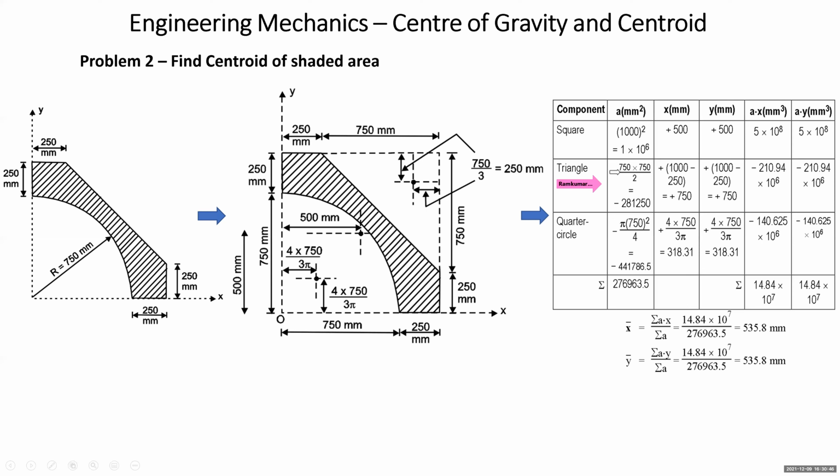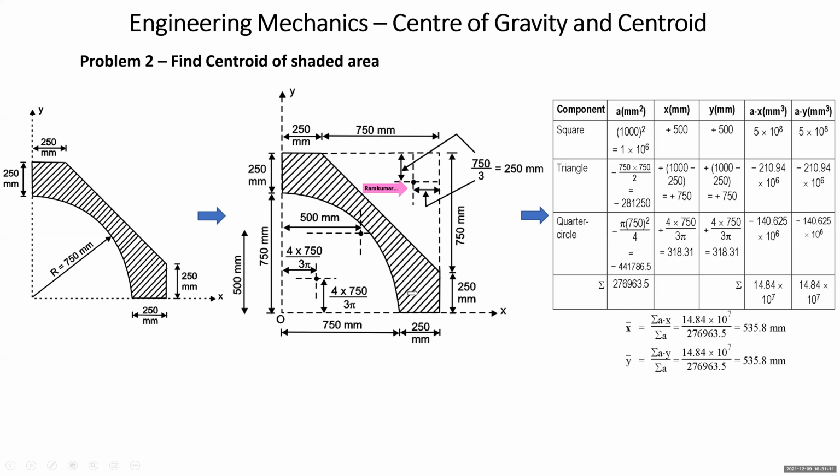What is that? Half into base into height, where base and height are both 750, so 750 into 750 by 2. Now this is the centroid of this triangle. This point is right of the y-axis, so the x coordinate is positive. At what distance right of the y-axis? You can take it as this total distance 1000 minus 250, so it comes plus 750.